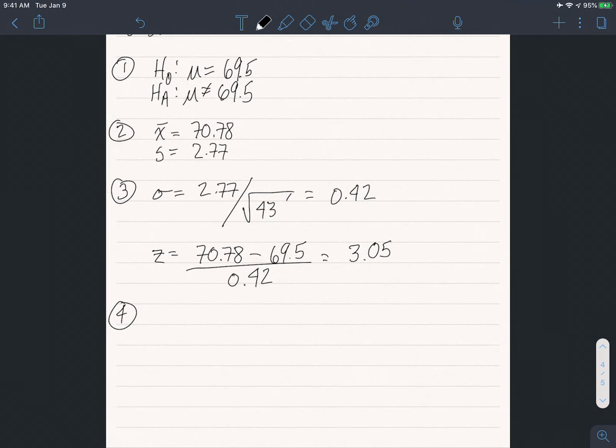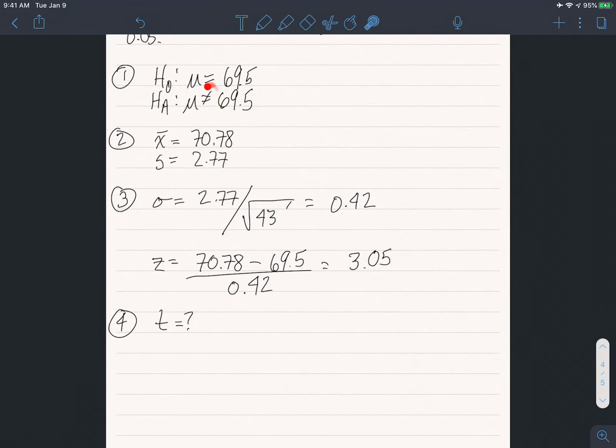Step 4 is to find our t-score. Well, to find our t-score, we need to know the type of tail, which in this case we're using two-tail because we're doing a not equal to. So it's two-tail. Always two-tail when you're not given a direction. What is the significance level? Significance level from the problem says 0.05, which I will always be using.